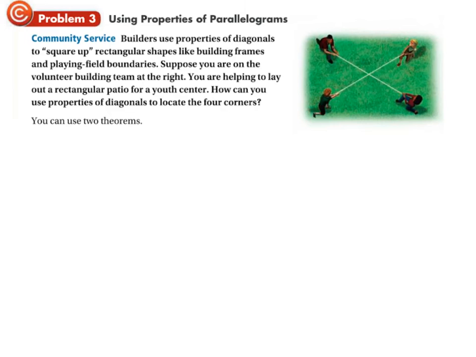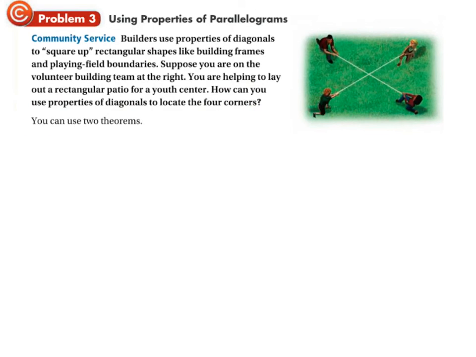This is a pretty slick real life trick with these concepts, okay? Builders use properties of diagonals to square up rectangular shapes like building frames and playing field boundaries. So suppose you're on the volunteer building team at the right, and you're helping to lay out a rectangular patio for a youth center. How can you use properties of diagonals to locate the four corners? Okay, you can use these two theorems.